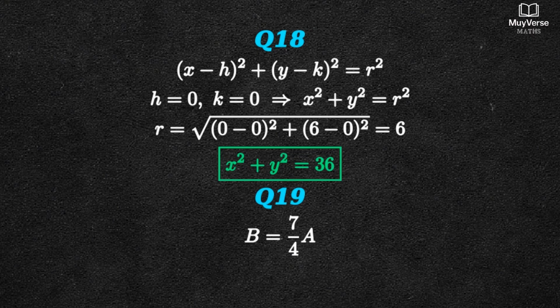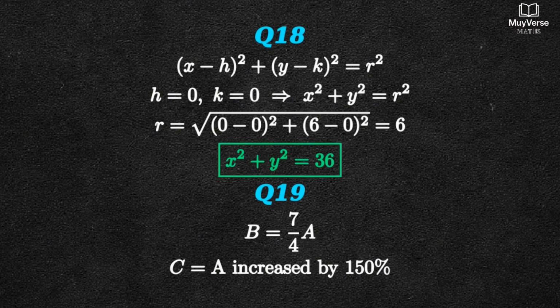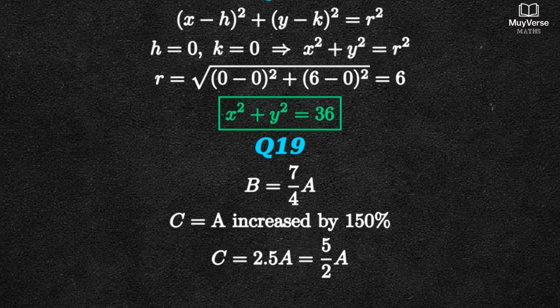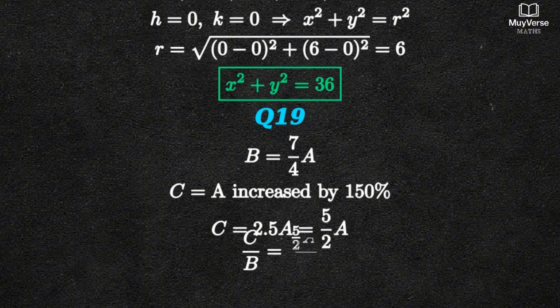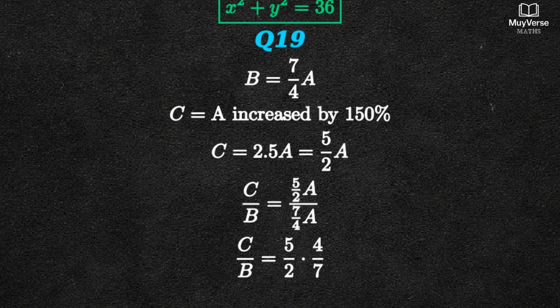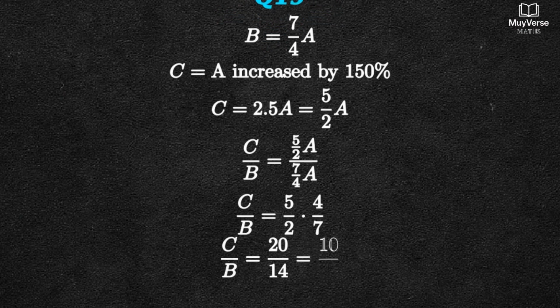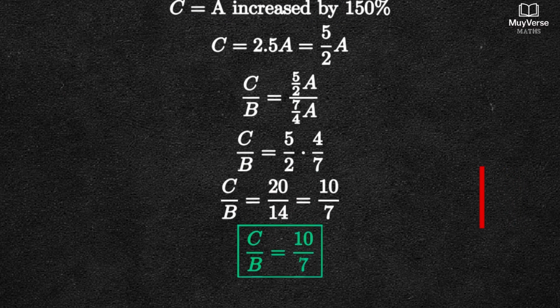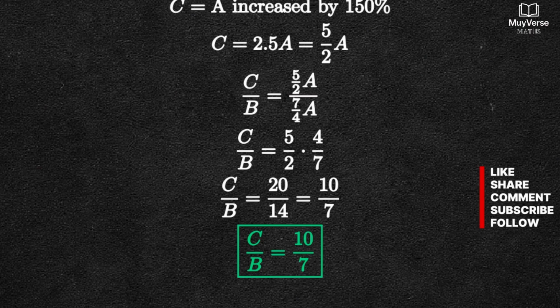Write the relations. A increased by 150% means 2.5, which is 5/2 A. Form the ratio C over B. Cancel A and divide by a fraction by multiplying by its reciprocal. Compute and simplify. Therefore C as a fraction of B is 10/7.